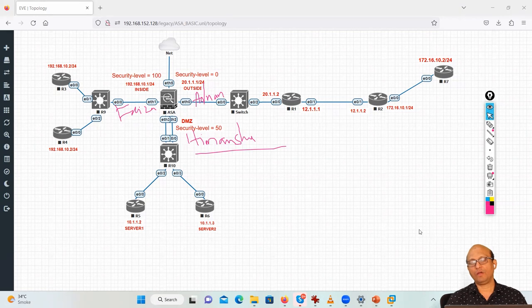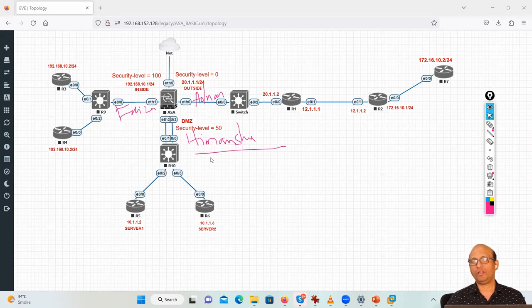We can keep our server in the LAN, inside, but then the problem is this server will be vulnerable. Anyone can come and touch that server. All LAN users are not technical people. There are HR people, accounts people, clerks, web designers. So if I keep all the servers along with them, what will happen?